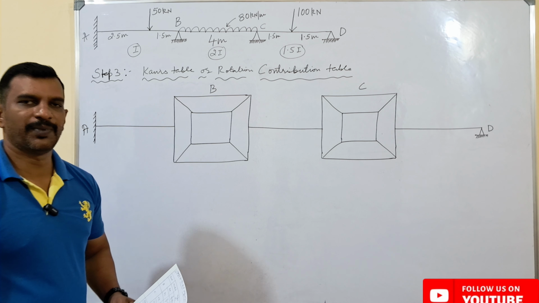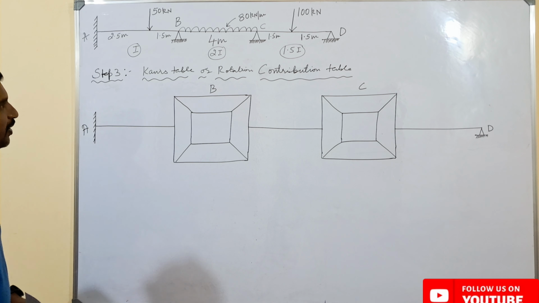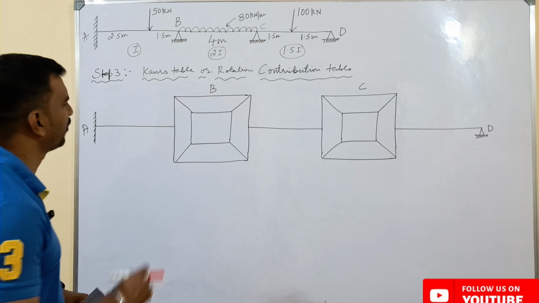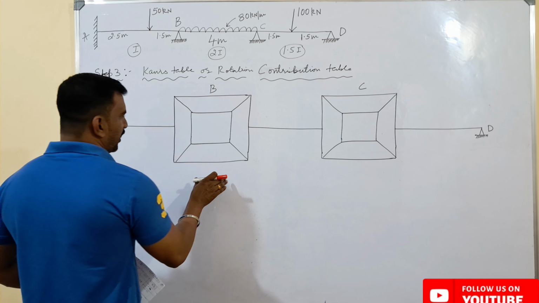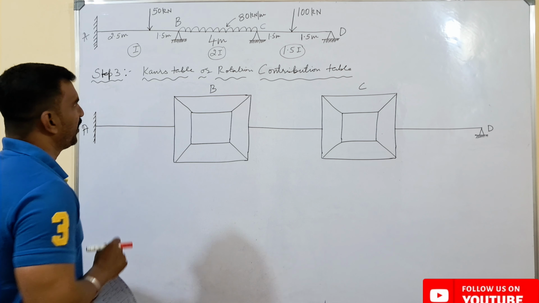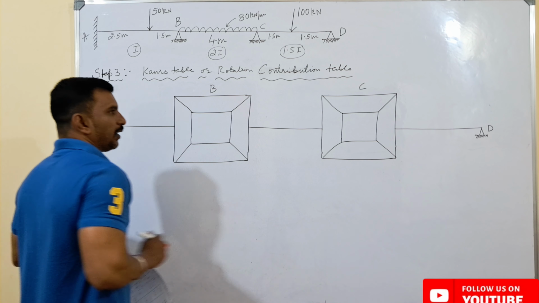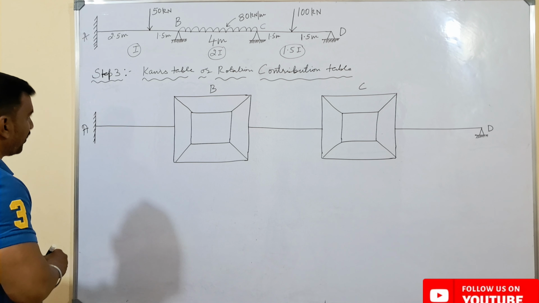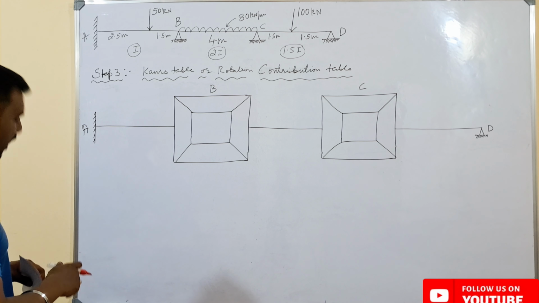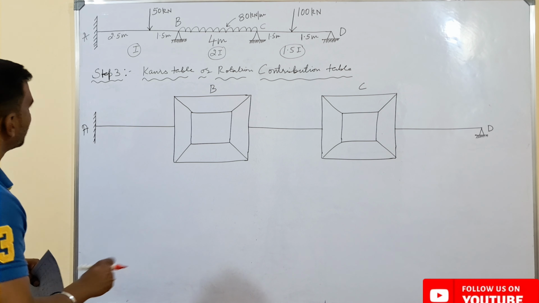So, the next step will be to construct a Kani's table or a rotation contribution table. What we have to do here, in the construction of Kani's table, is replace the intermediate supports with the help of boxes, and first write the fixed end moments whatever we got in the first step here.